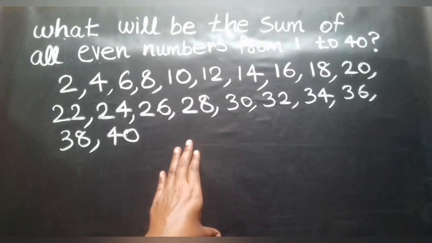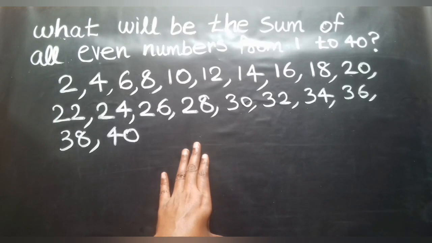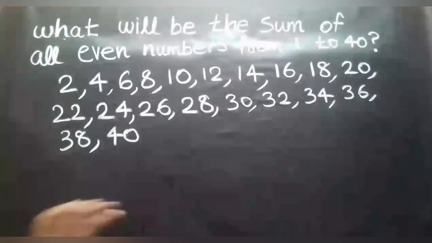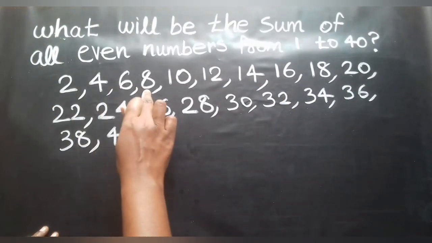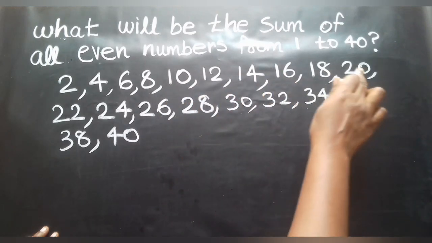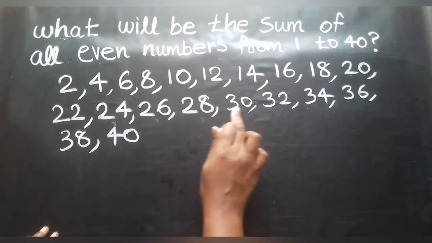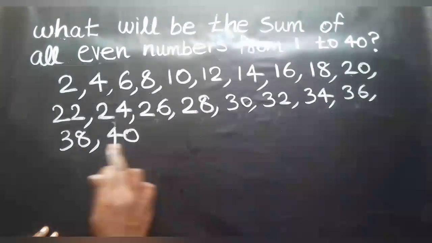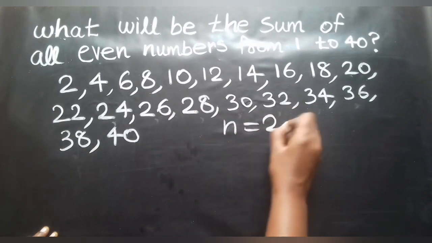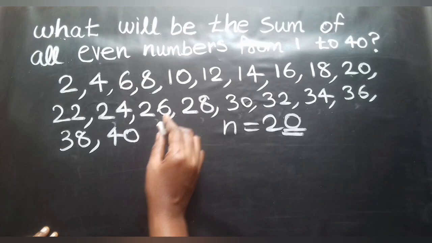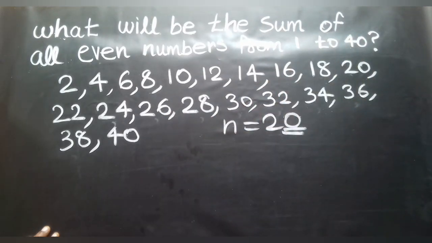Second method. Now let's count how many even numbers there are from 1 to 40. 1, 2, 3, 4, 5, 6, 7, 8, 9, 10, 11, 12, 13, 14, 15, 16, 17, 18, 19, 20. We have 20 even numbers from 1 to 40.